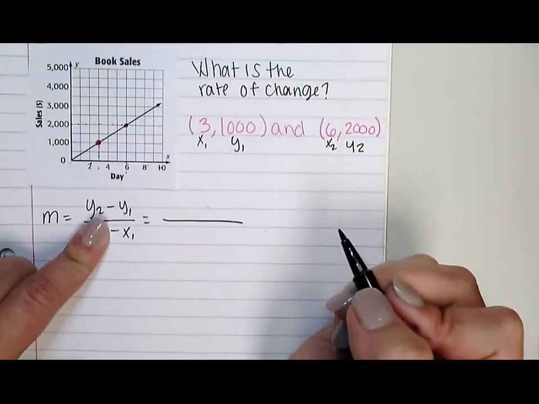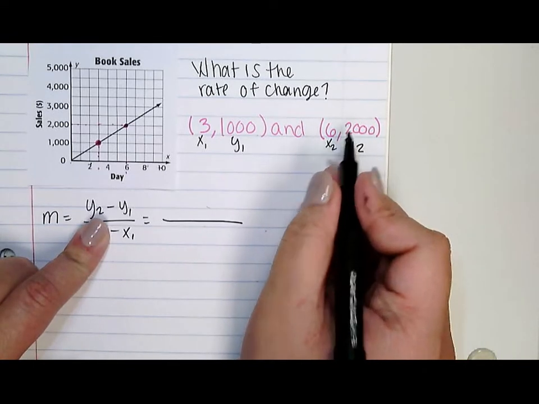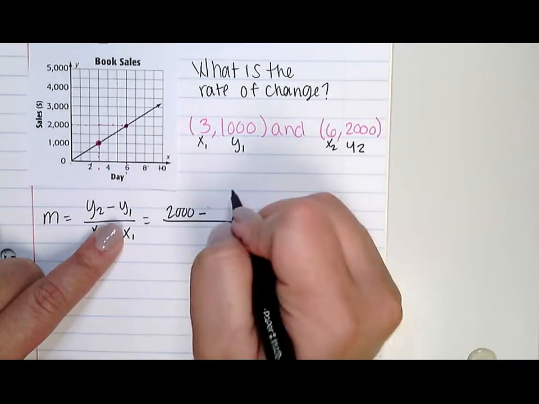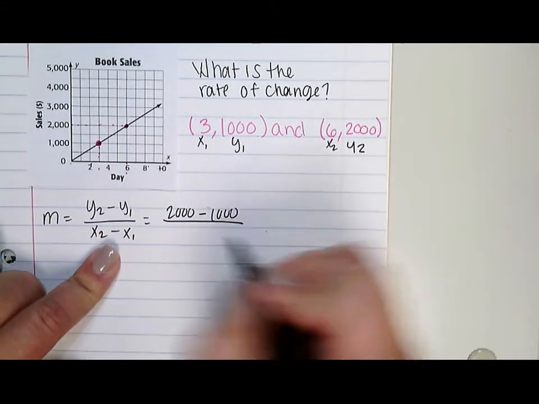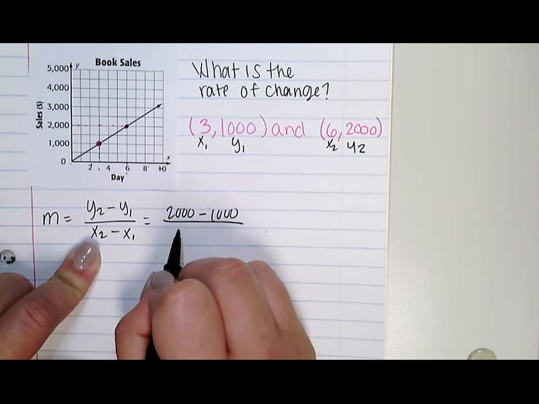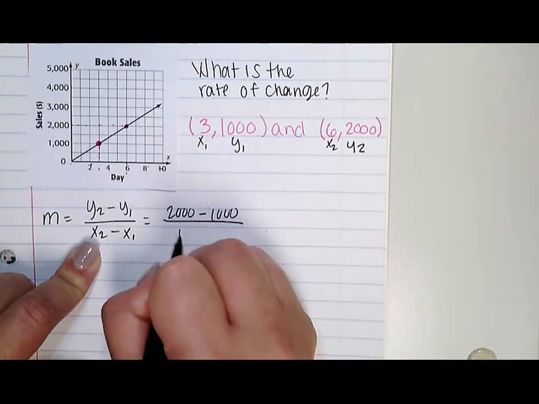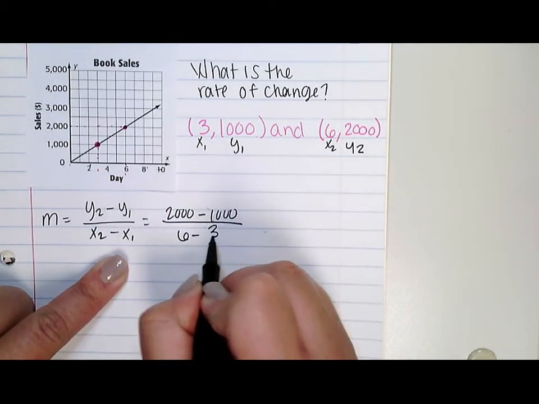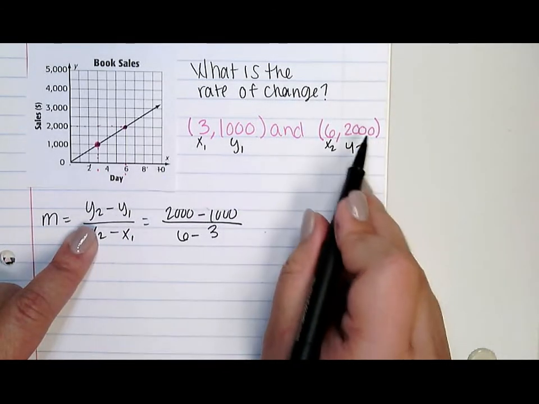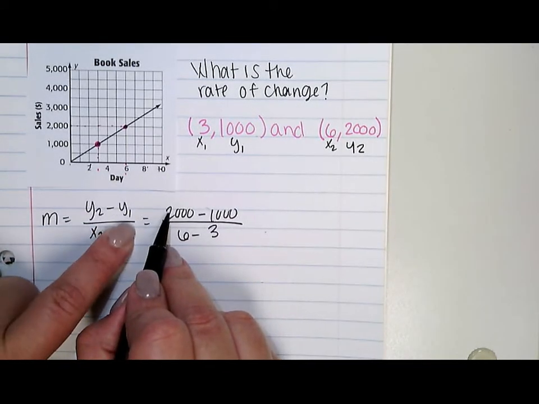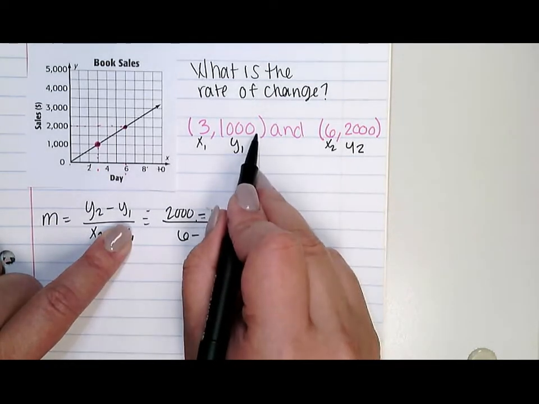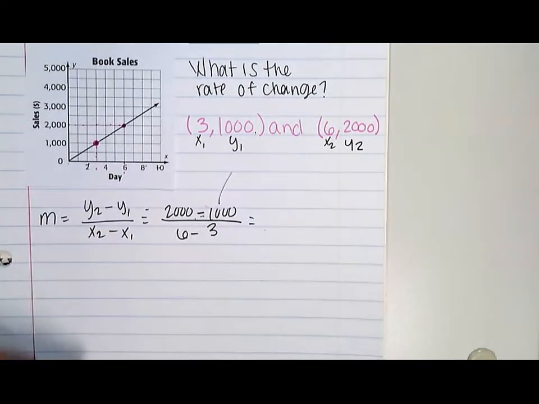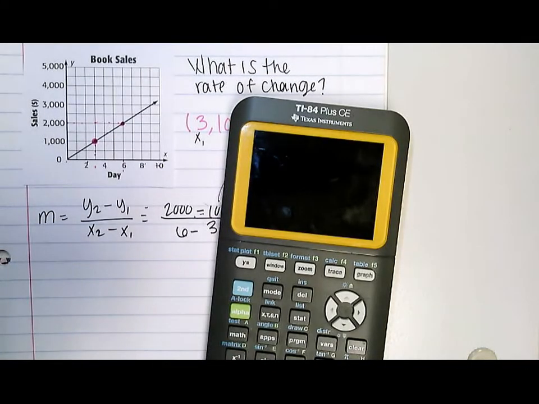So on the top, I'm going to have 2,000 minus the 1,000. And on the bottom, X2 is the 6 minus the 3, which is the X1. All I did was just look at this, find it, it's right here, plug it in, minus Y1, which is 1,000, plug it in, and so forth. From there, put it in the calculator.